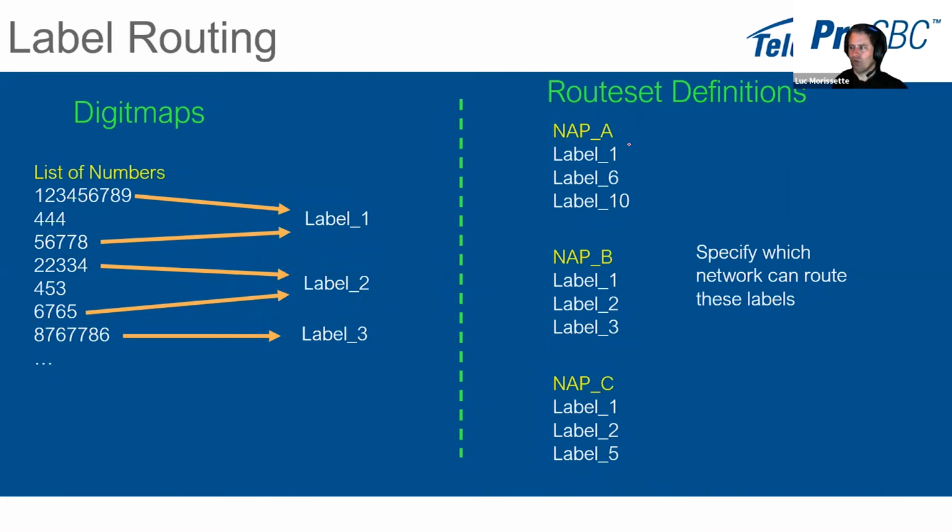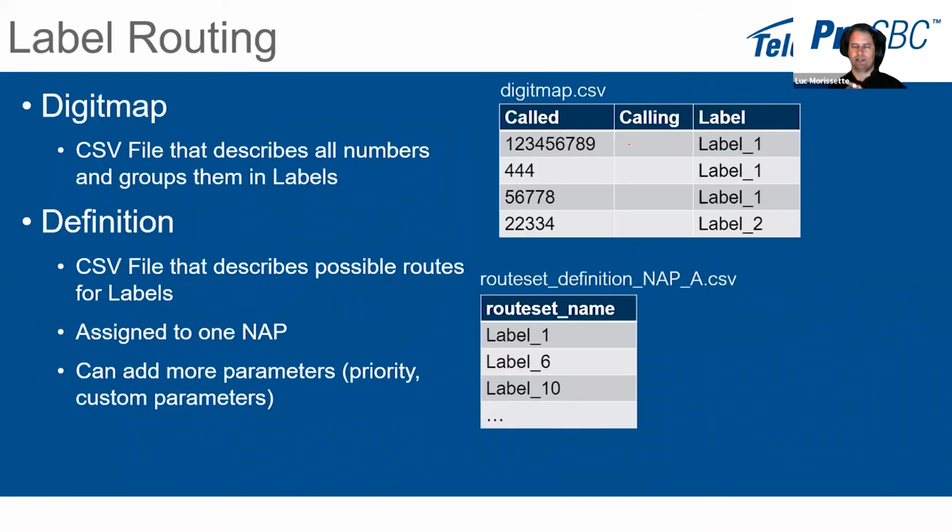So how do we do this? We create one file that we call a digit map file, and that digit map file includes all the numbers that can come into the system, and you will attach all the labels to all these numbers.